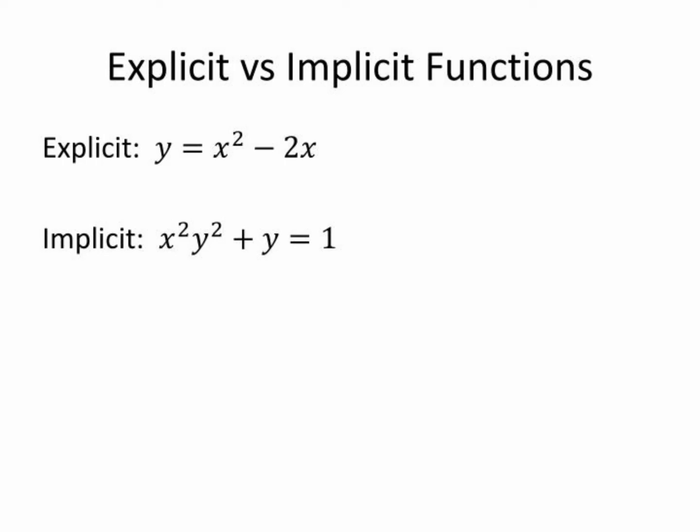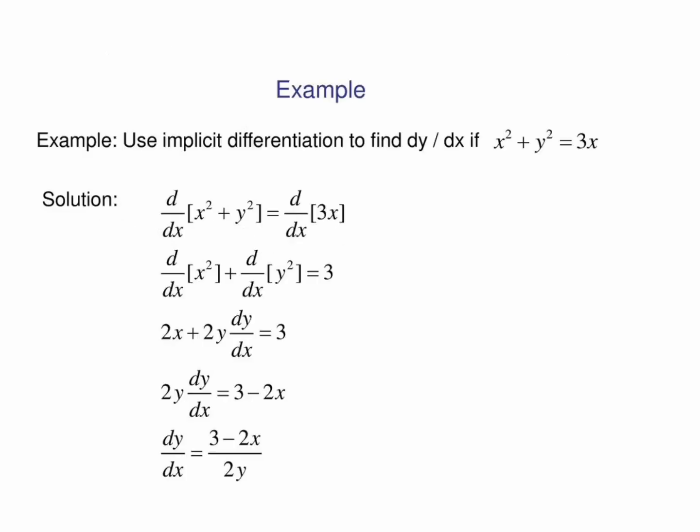So look at this example. In this function, there is a y term at the left hand side. So you differentiate individual terms. Remember, when you differentiate y, you add dy dx. So the differentiation of x squared is 2x. The differentiation of y squared is 2y dy dx. And then you differentiate the other side of the equation. You make dy dx the subject, and that will be the solution.